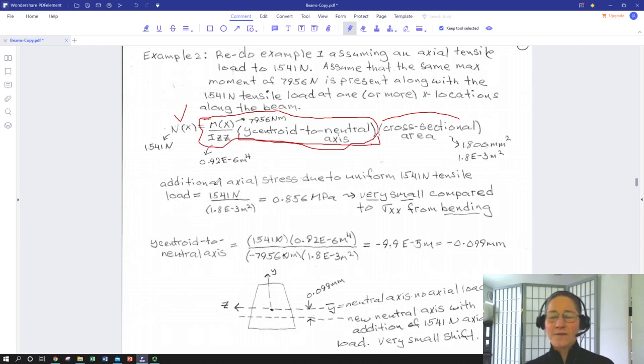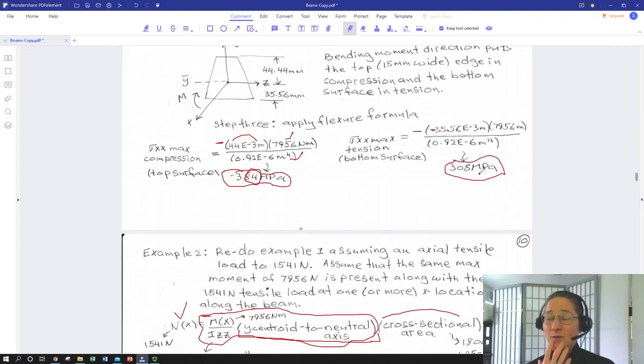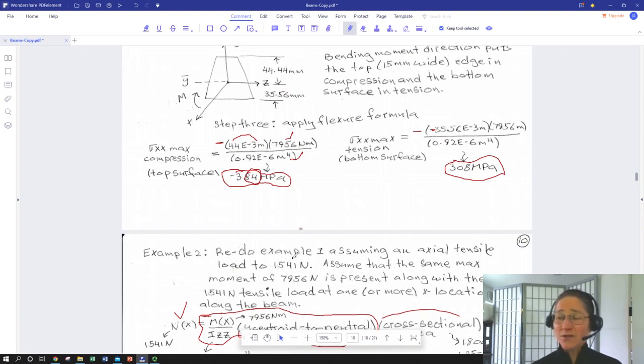First of all, we can look at the stress that would be due to that axial load. So we can take N sub x and divide by the cross-section area, solve for a value. So that's another way to express stress. We know that the whole axial load is 1541. If that were uniform over the whole cross-section area of 1.8 times 10 to the minus 3, it's less than 1 megapascal. The maximum tensile loading from flexion was 308. So we've got 1,500 newtons of stretch.